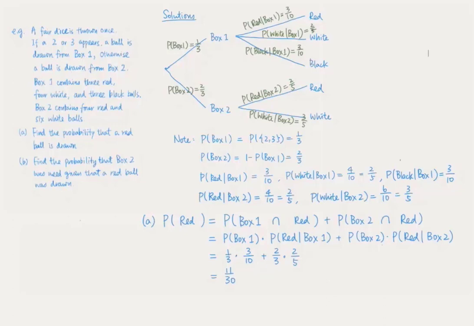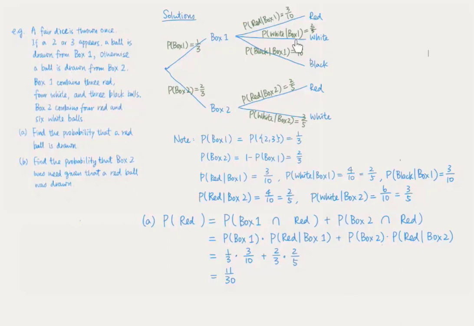Therefore, from this information, we notice that the probability that we will pick a ball from box 1 is equal to 2 over 6, which is 1 over 3. The probability that the ball will be drawn from box 2 is equal to 4 over 6, which is 2 over 3. Now, we notice that box 1 contains 3 red balls, 4 white balls, 3 black balls.